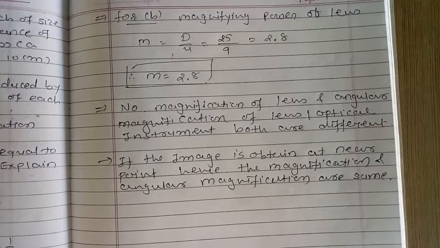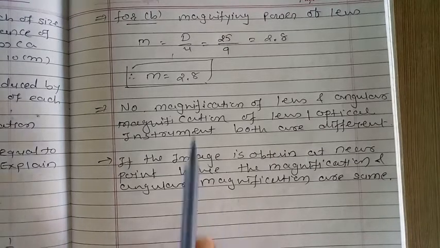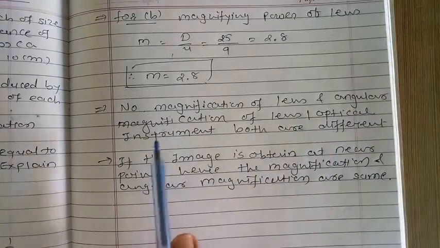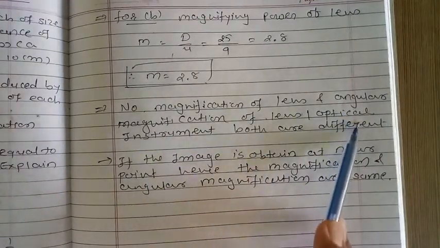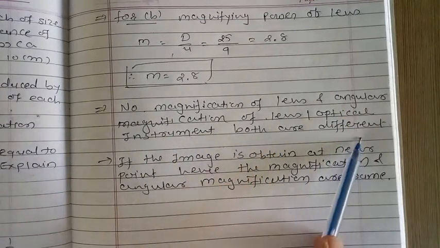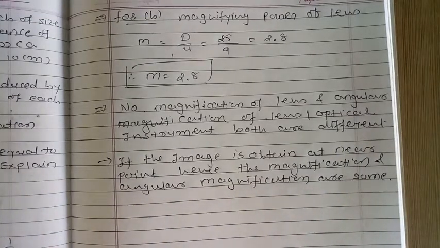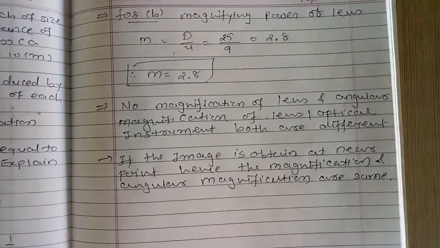So if we get the image at the near point, the value of v is 25. So if v is 25, then the answer is 2.8. But here we find the value of v is 90. So we can say that magnification of lens and angular magnification of lens or optical instrument, both are different. And if the image is obtained at the near point, then we can say our magnification is same, right? Okay, now we move forward to our next example.